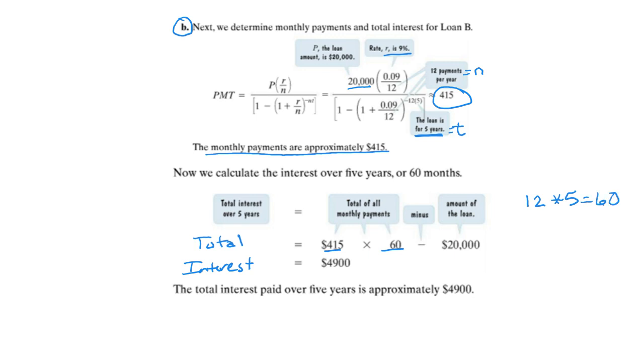After you take the monthly payment times the number of payments you're making, you have to subtract the loan amount, the $20,000. So when you do this, you're ending up with about $4,900 in total interest. So the total interest to be paid over 5 years is approximately $4,900.